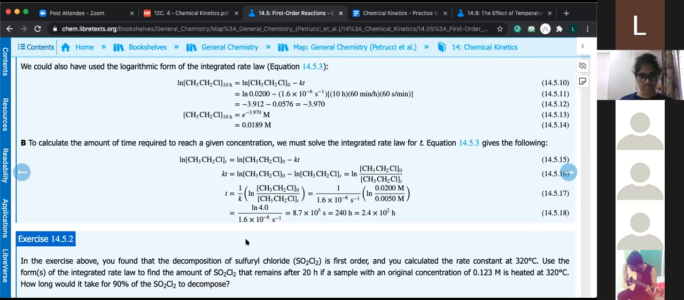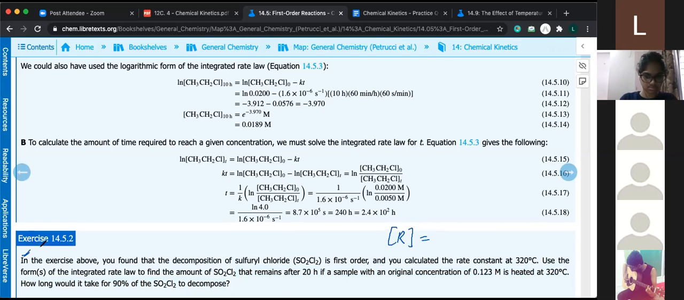So the format is the same as your previous one. You're given time in one case, and you have to find the final concentration. And in the second part, you're asked for the time, given that you want 90% to decompose. That means, if 90% is decomposed, how much concentration of R will remain? So what will the concentration of R be equal to in this case, if 90% is decomposed?